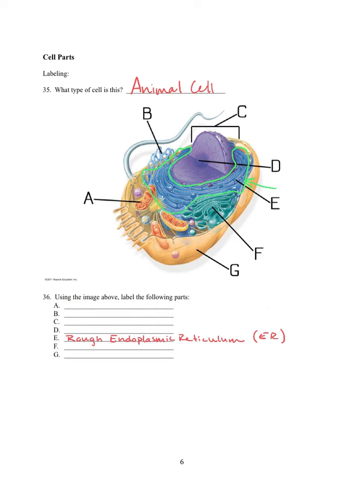And then letter F is pointing to, in this picture, it's kind of greenish. That's the Golgi apparatus that processes proteins and then packages them up for movement around the cell or to export from the cell. And finally, the last structure is everything around the outside of the cell. In an animal cell, the very outermost layer is the cell membrane or plasma membrane, and that controls what goes in and out of the cell.